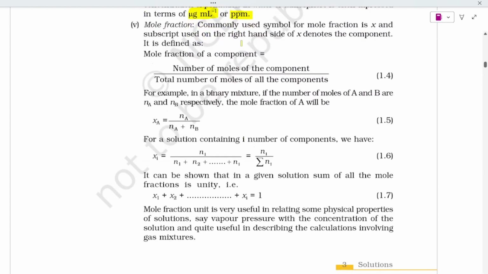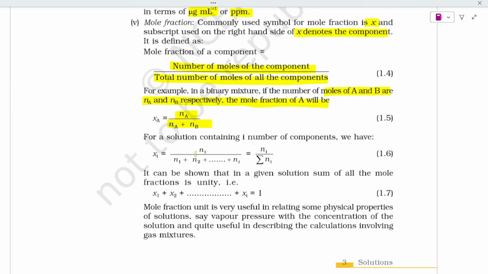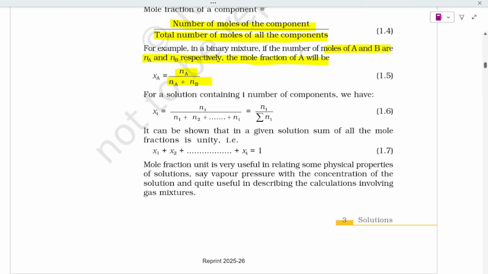Now if we see the mole fraction, a fraction means it has a numerator as well as a denominator. It is denoted by x with a subscript denoting the component. It is the number of moles of the component divided by the total number of moles. This is not a percentage, so we have not multiplied by 100. In binary mixtures, we take moles of A and B as Na and Nb. Then it will be Na divided by Na plus Nb, that is the mole fraction of the particular component A.